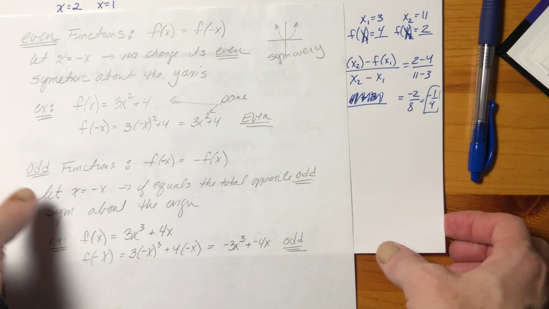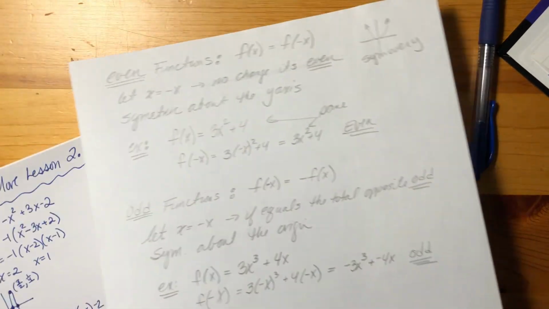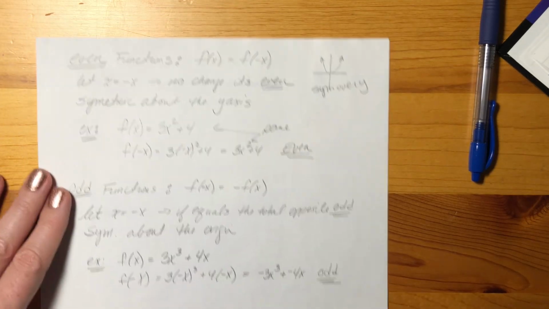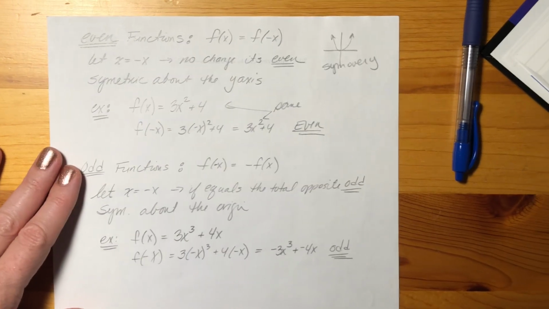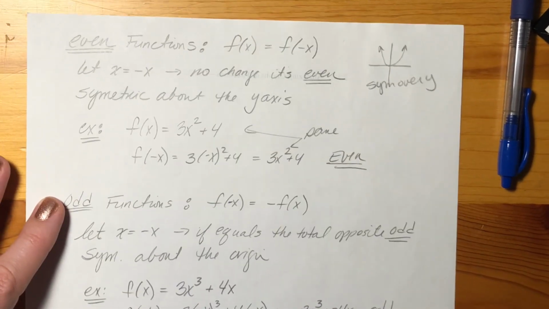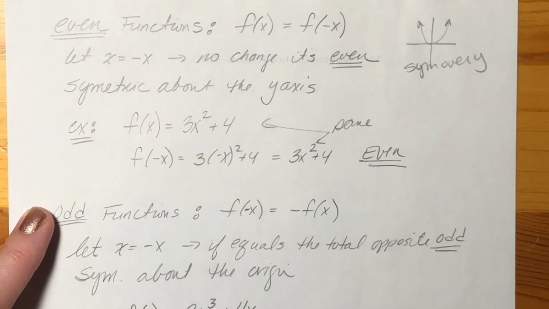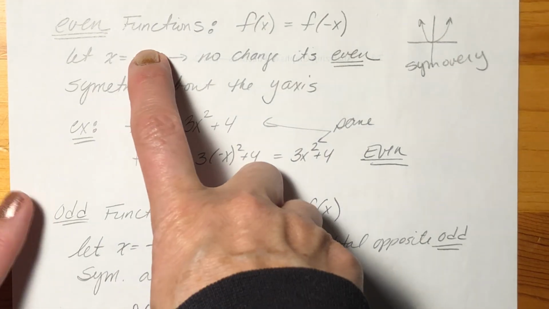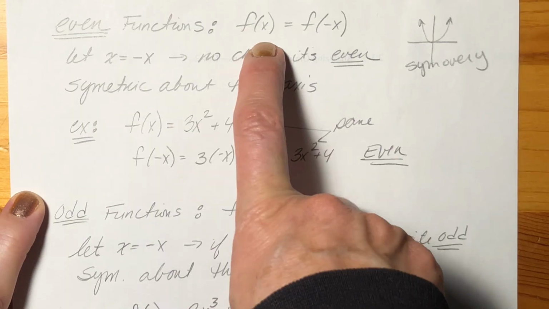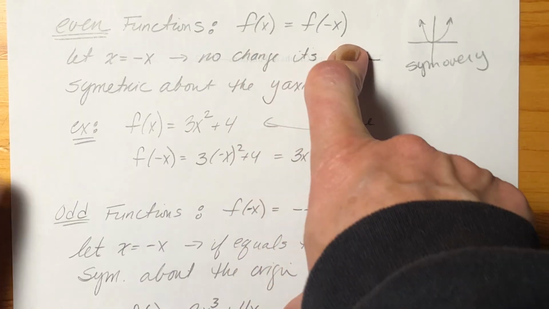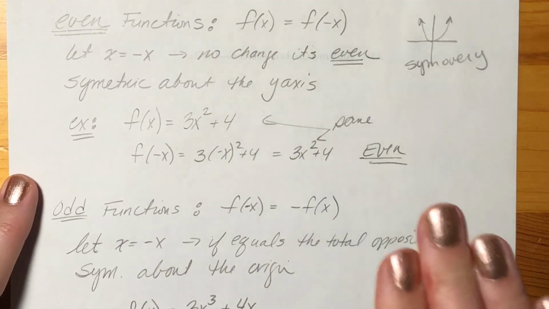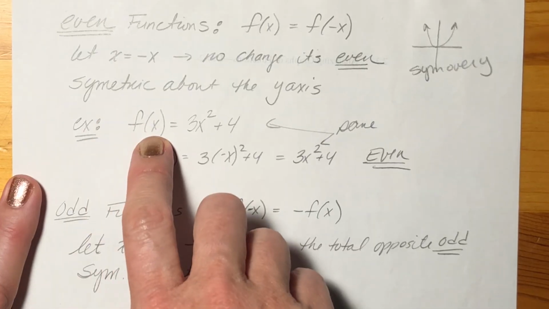So what we're going to do is determine if I have an even or an odd function. Let me see if I can zoom in a little bit better on this one. Okay, that's a little bit better. I have an even function if I have f of x and I replace x with the opposite of x and it stays exactly the same. There's no change.